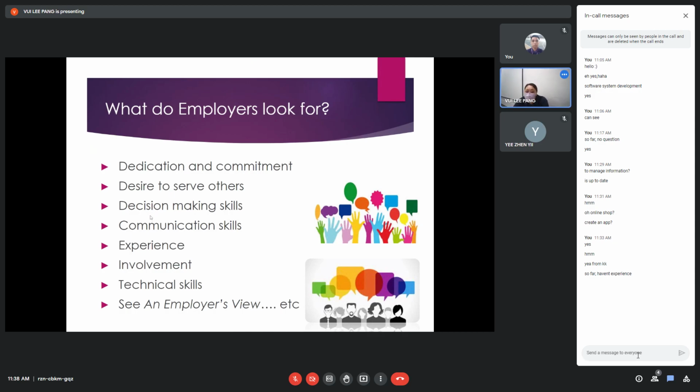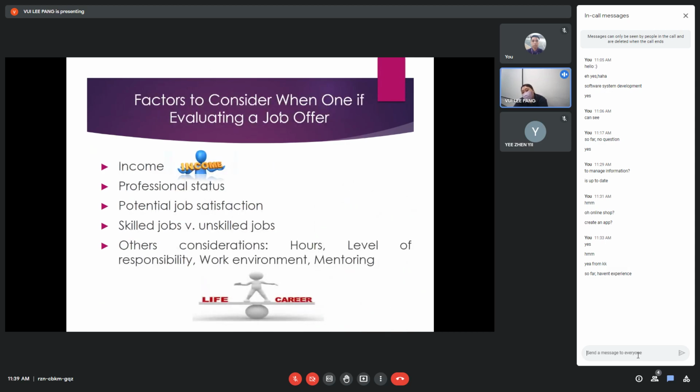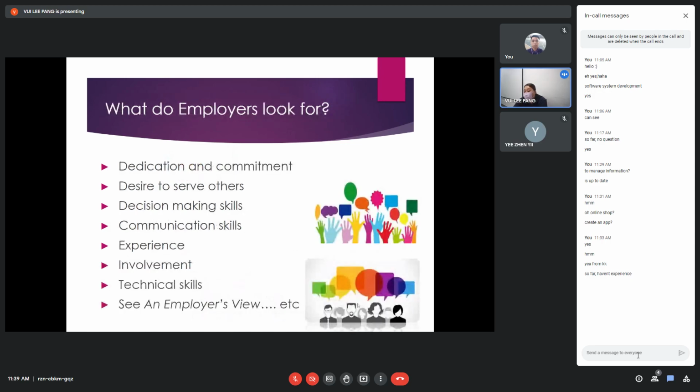Okay, and then number 3, you must have decision-making skill and good communication skill. Communicate with your colleagues from other departments, and have the experience, involvement, and technical skill. So some of the factors to consider when evaluating a job offer: for sure, you will refer to the income, your professional status, your potential job satisfaction, whether your job is a skilled job or unskilled job, and other considerations like hours, level of responsibility, your working environment, or your mentoring.